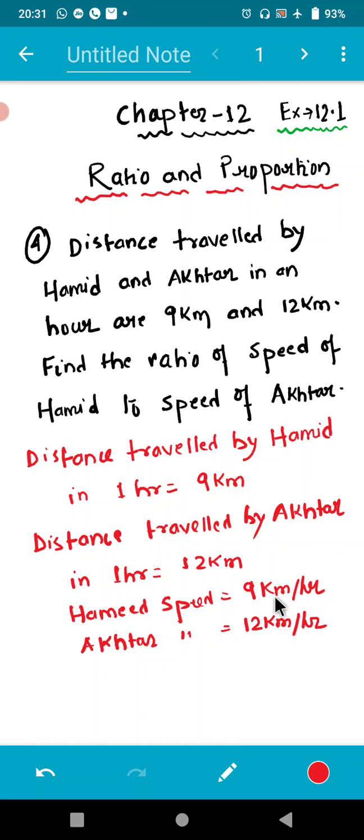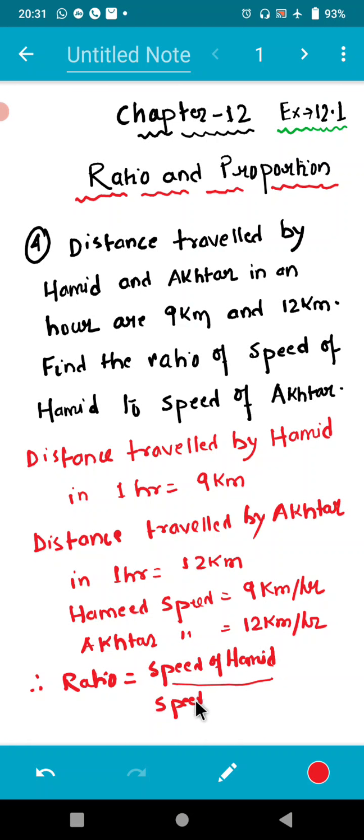So both the numbers are having the same units, kilometer per hour. Now what we have to find out finally, we have to find the ratio of the speed of Hamid to the speed of Akhtar. So therefore ratio would be what? Speed of Hamid by speed of Akhtar.